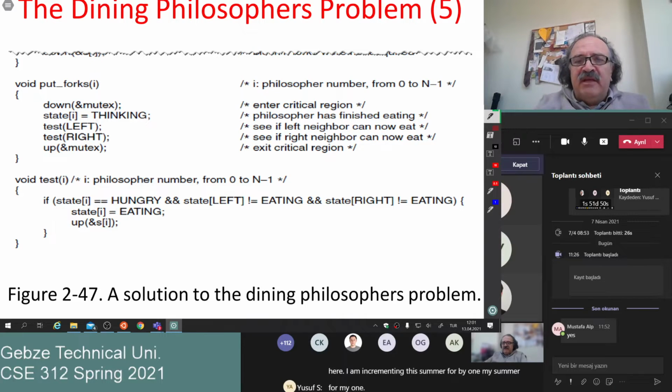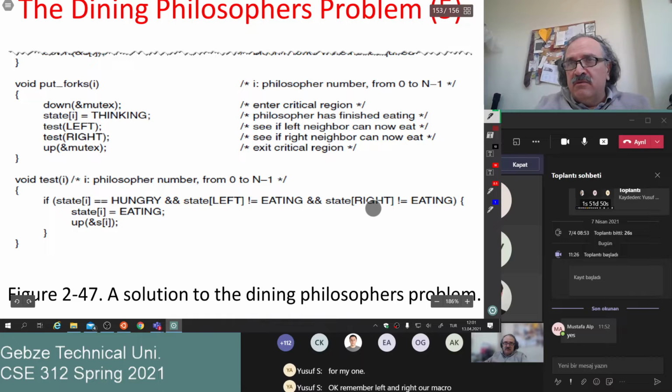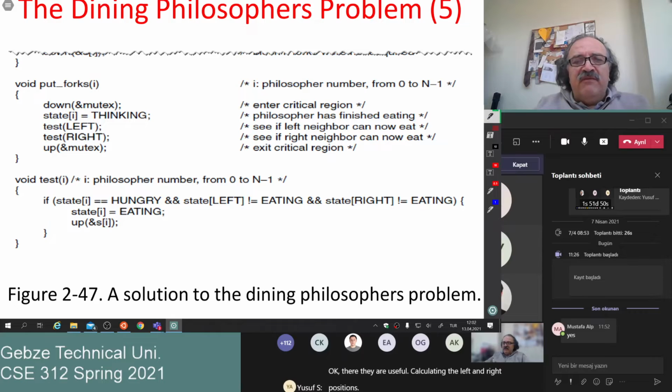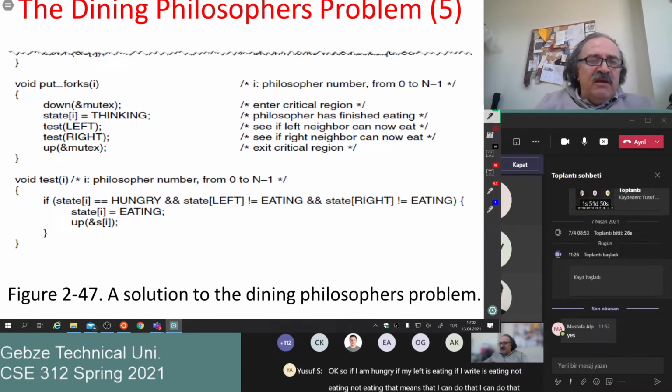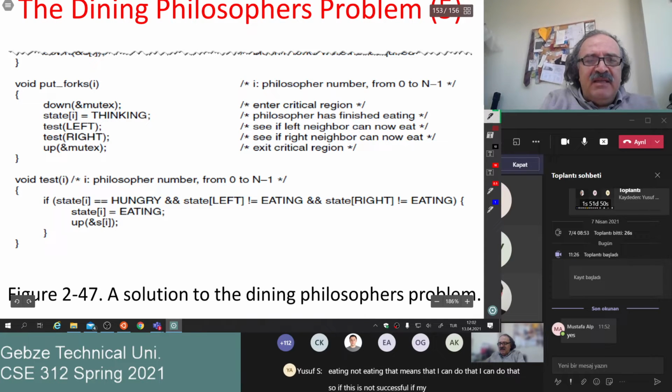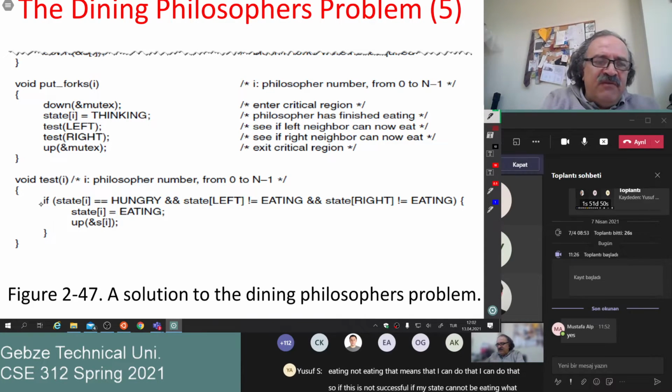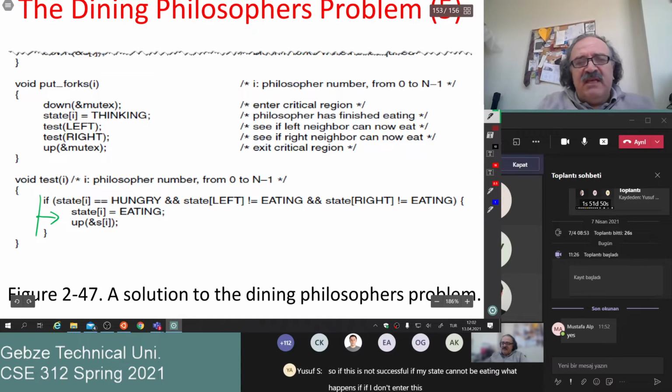Okay, remember left and right are macros. They are used for calculating the left and right positions. So if I am hungry, if my left is not eating, if my right is not eating, that means that I can do that. So if this is not successful, if my state cannot be eating, what happens if I don't enter this if statement?